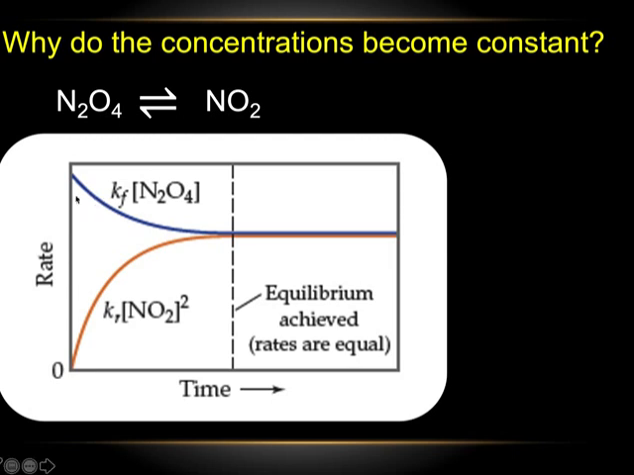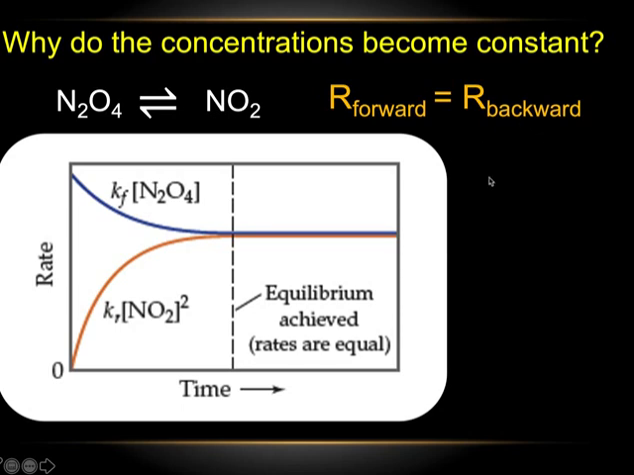So the forward reaction is taking place, N2O4 is breaking down to give you NO2, and NO2 is combining back to give you N2O4, but from outside it appears there is no change in the concentration because this breakdown and this formation are at the same rate. That means the rate of forward reaction is equal to the rate of backward reaction.